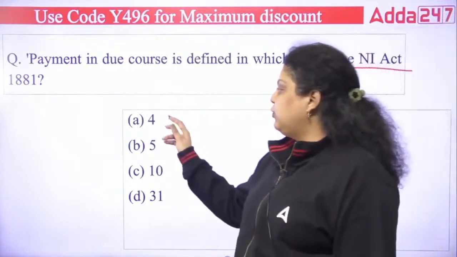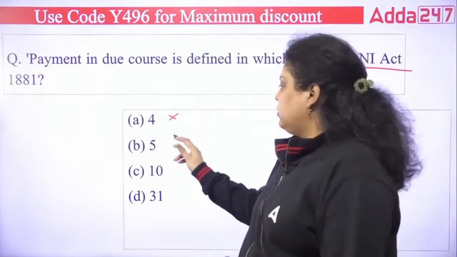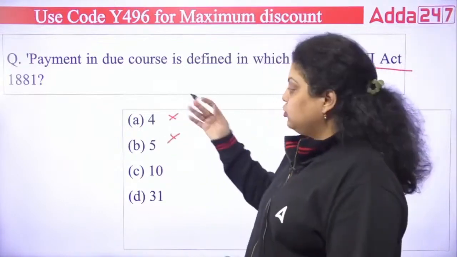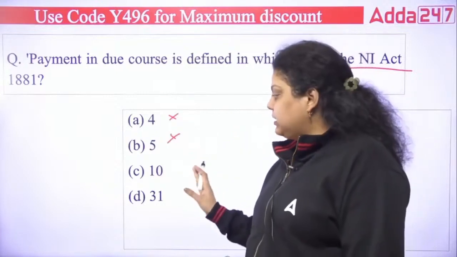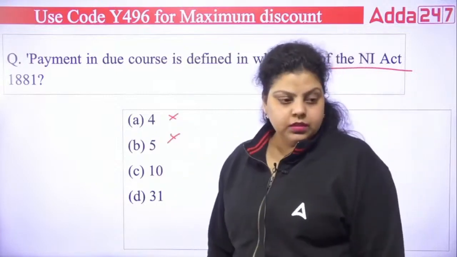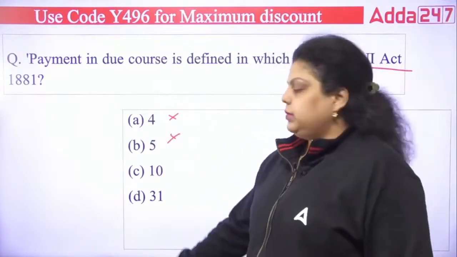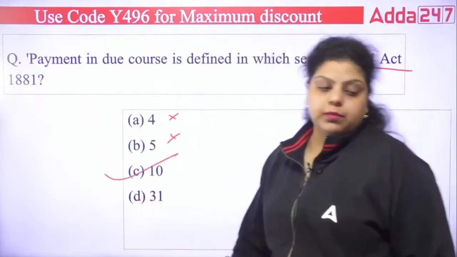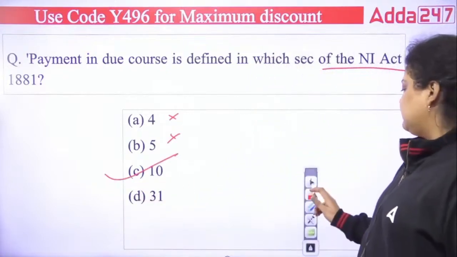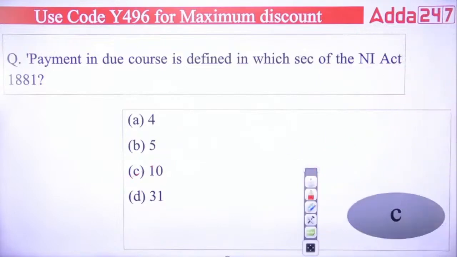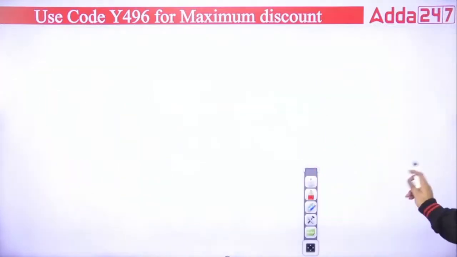So you know it is not 4 because that is promissory note. It is not 5 because that is bill of exchange. So 2 options have been eliminated. It can be either 10 or 31. And the right answer will be section number 10 talks about the payment in due course. So your right answer will be C option. Okay, right answer we have is C option.